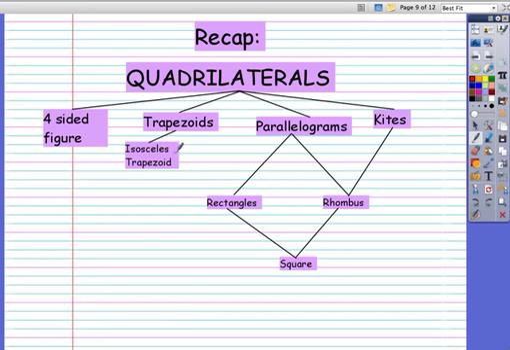Then, when quadrilaterals start to share properties, the categories condense into new categories. So if we have trapezoids, but we have a trapezoid that has two congruent legs, it's an isosceles trapezoid. When we have a parallelogram, but it has four 90-degree angles, it's a rectangle. When we have something that is both a parallelogram and a kite, it's a rhombus. And when we have a shape that is both a rhombus and a rectangle, it's a square.